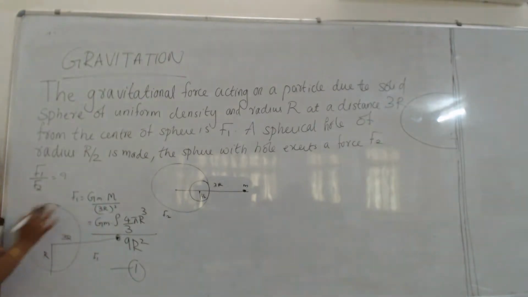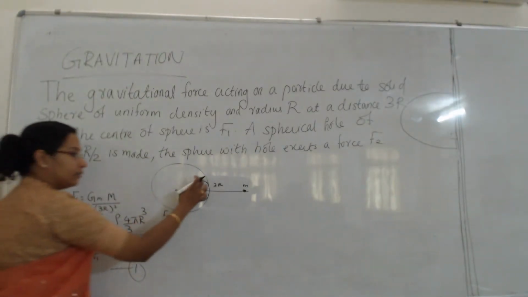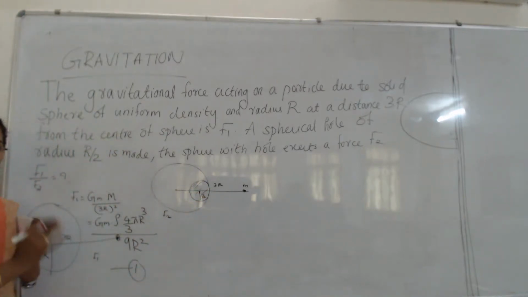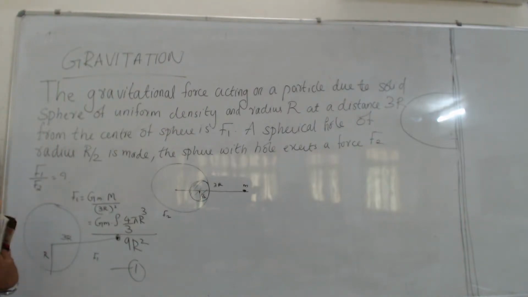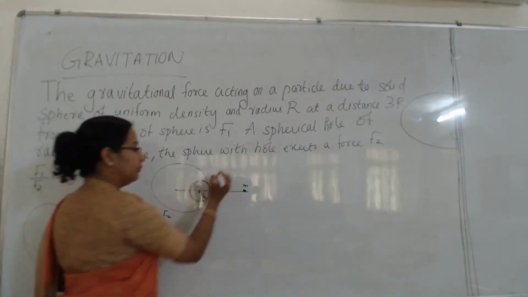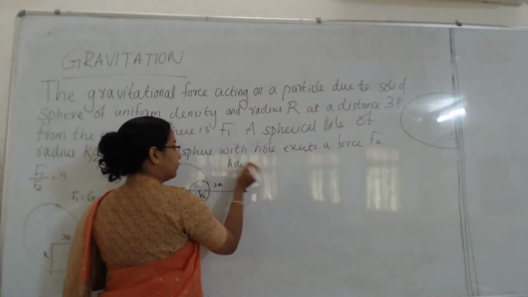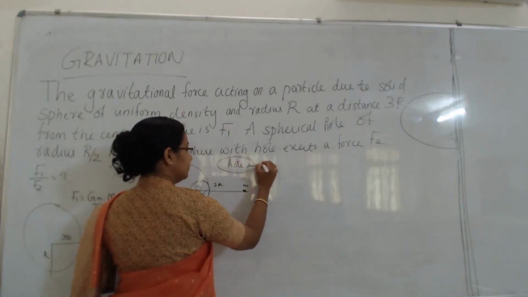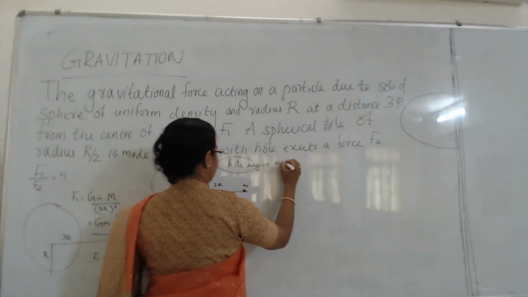Now, why did I take it like this? Because we are removing a small portion. So here now the mass is not m. The mass is the remaining portion only. So what we should do now is calculate the force exerted by the portion of the whole. The mass of the whole region I should find out.